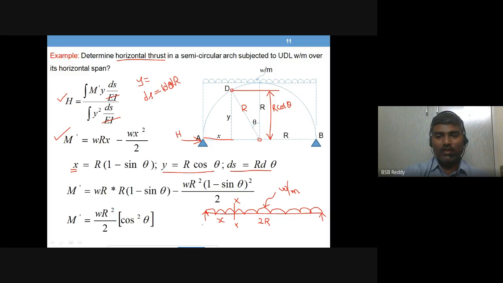Working out the vertical reactions, the total load is the UDL into the span. The span is 2r and the load is W, so the total load is 2r into W. As it is symmetric, the reactions will be equal, and each reaction is half of the total load. So that will come to W times capital R.